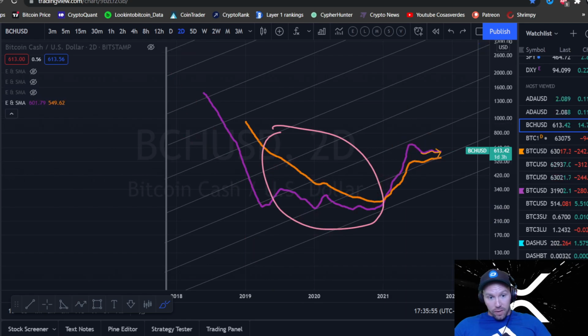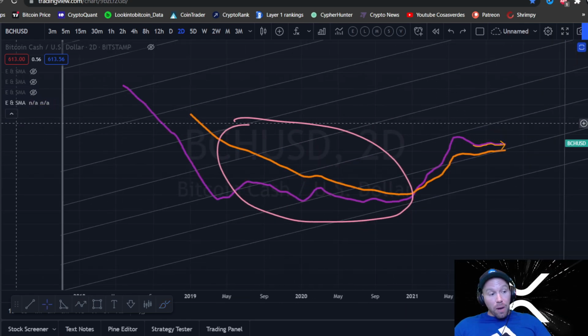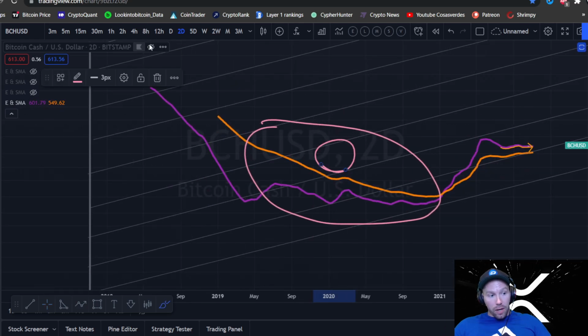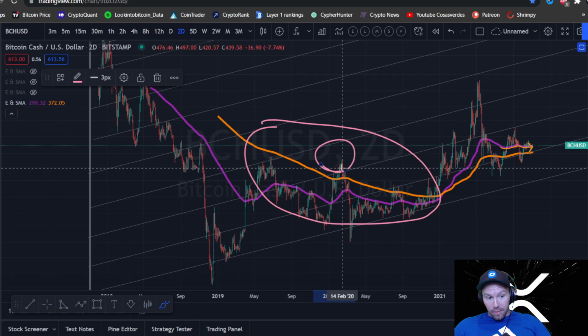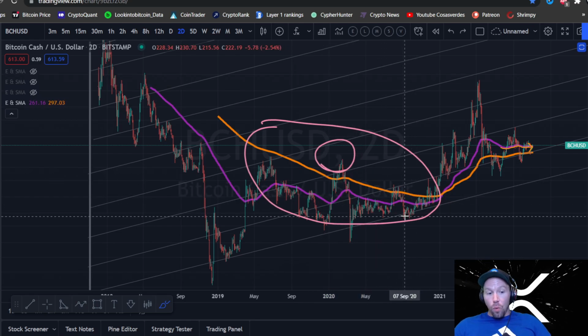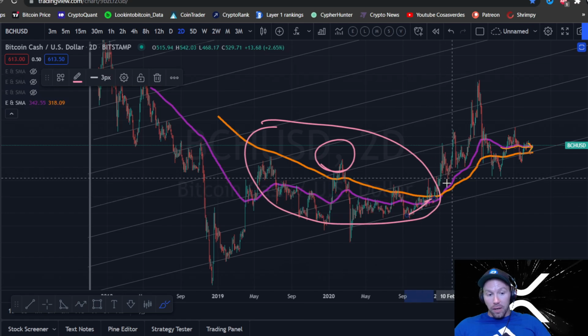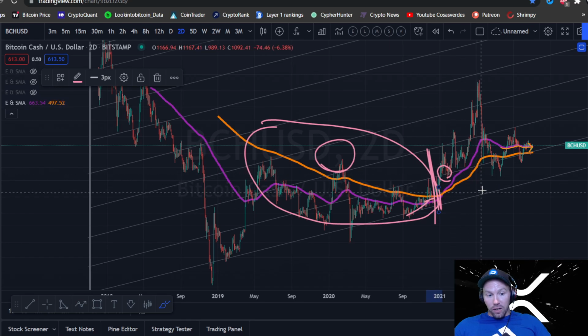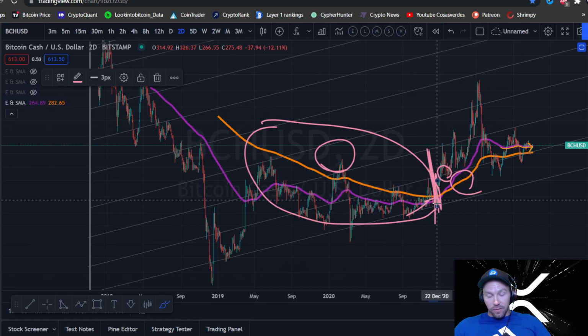So let's get rid of this again. Come on, Tim, get with it. This pump above the orange line was also not sustainable, right? Because the purple was not crossed up. And guess what happened? When did higher lows start forming and not come crash down? After it crossed. See that? The first higher low that didn't hit these is after the cross.